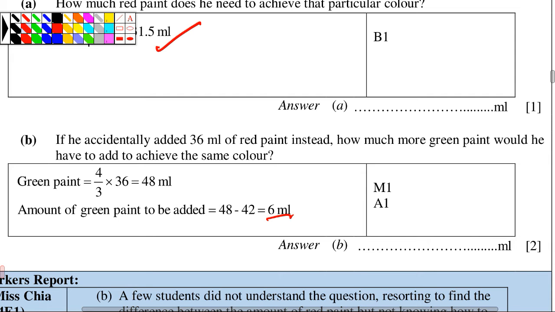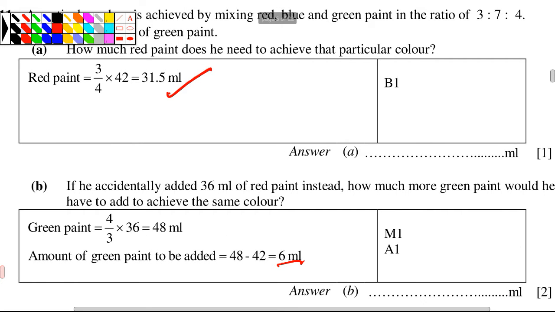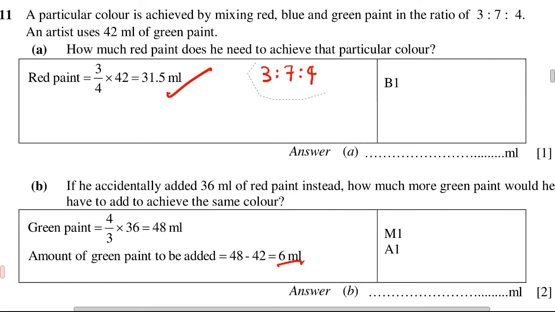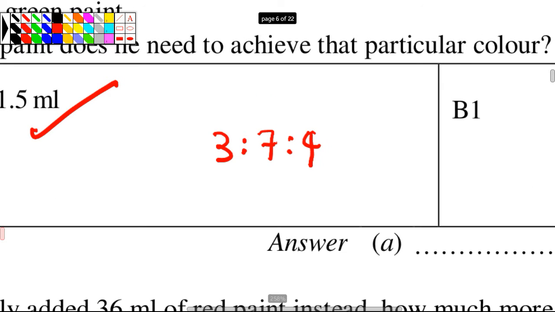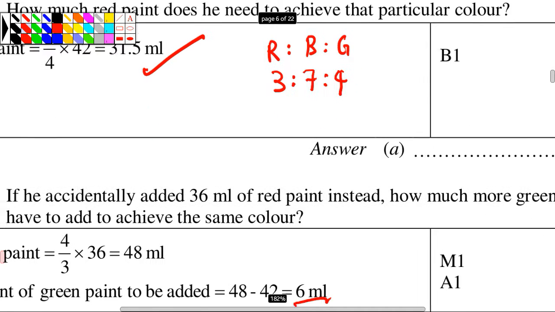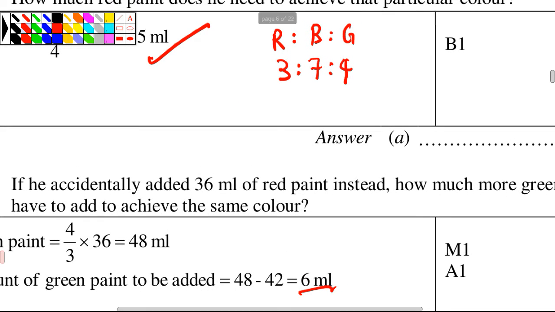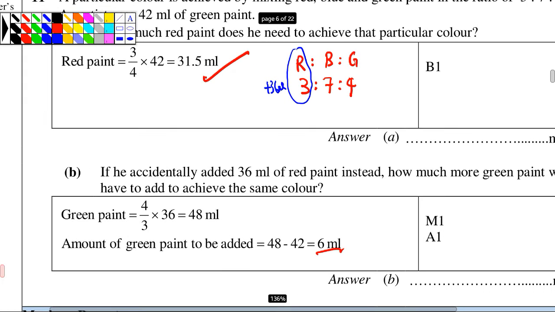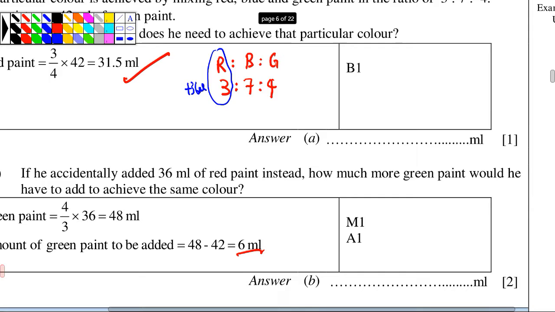Okay, now let's explain this part. 2 marks, 2 marks. Now, 3:7:4. Can you tell me this is what is to what is to what? What's this color? Red. And then blue. And then green. Then it says I accidentally add 36 ml to red. That means this thing here, I add 36 ml. How much green do I need to add to get the same color?